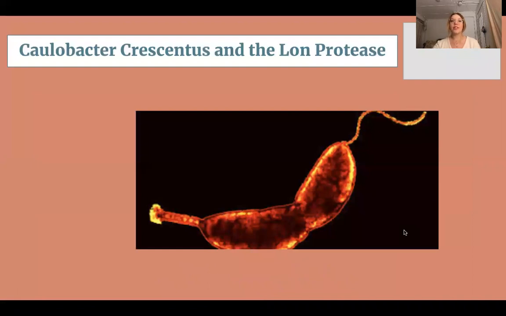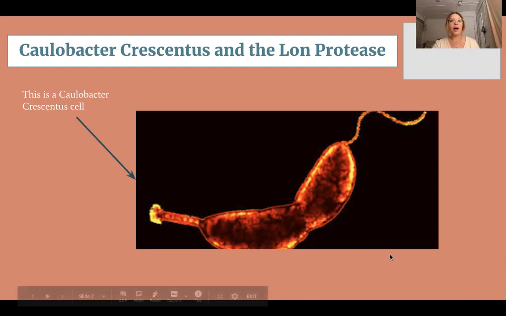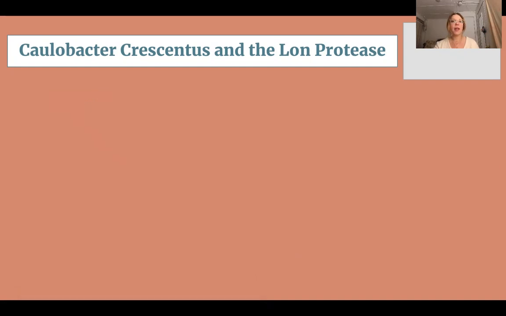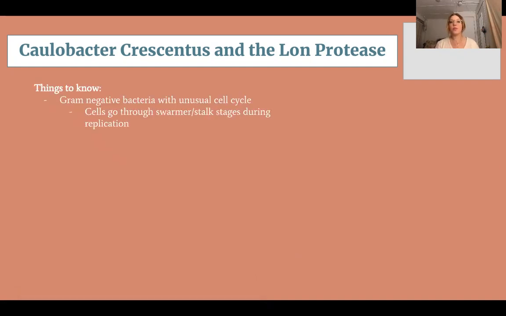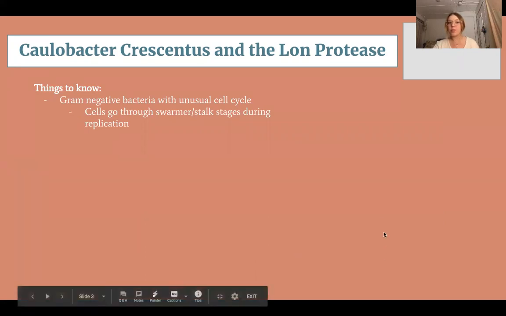So this is Caulobacter crescentus. This is what the cell normally looks like. And there's a few interesting things about Caulobacter that I definitely think are noteworthy going forward into my project. So one thing that you should know is Caulobacter crescentus are gram-negative bacteria with a very unusual cell cycle.